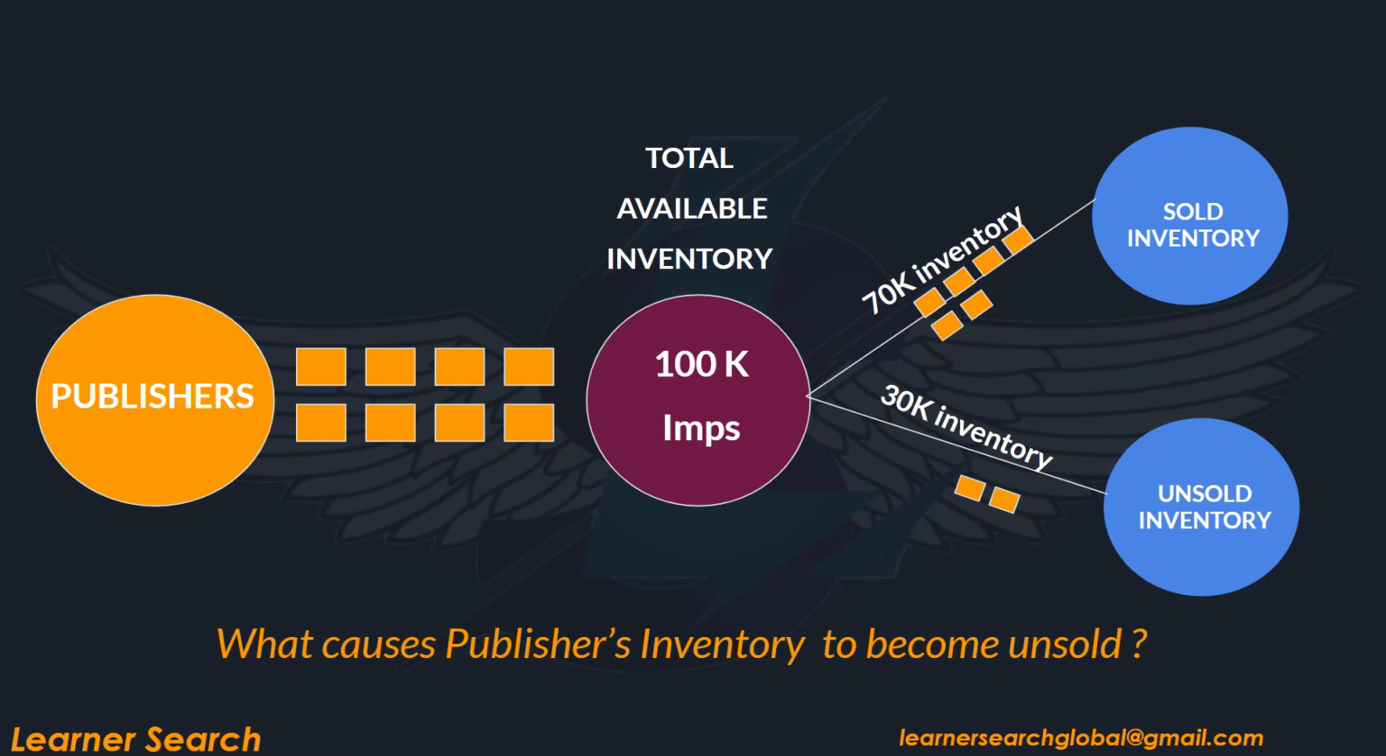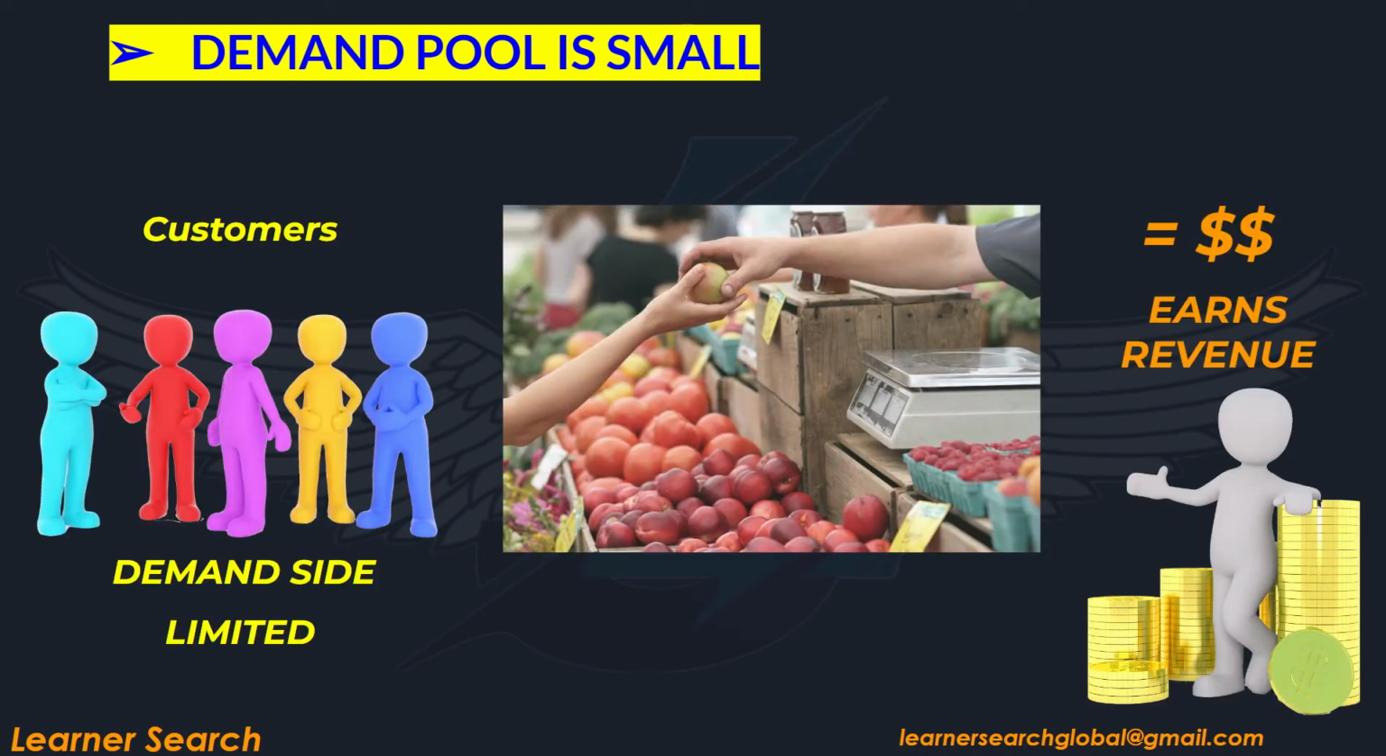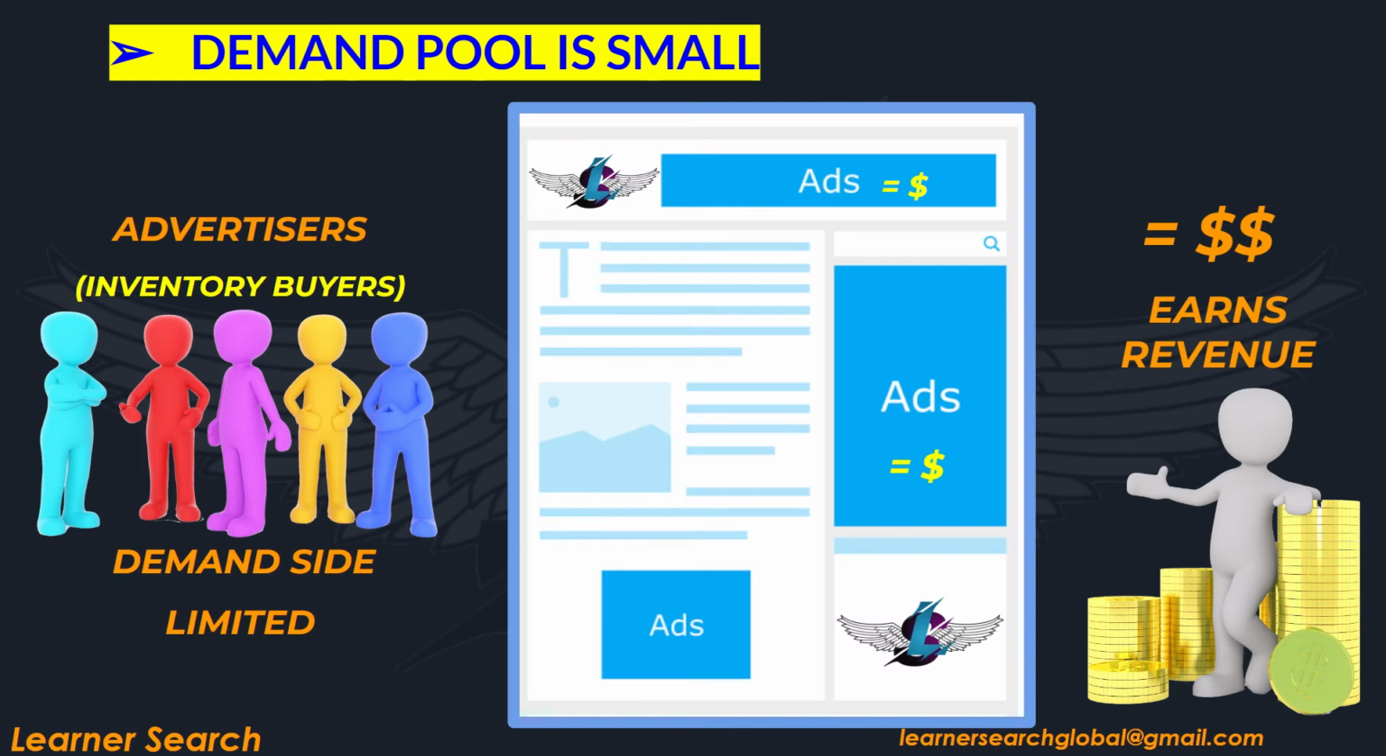One of the reasons is that the demand pool is small. What is meant by that? Demand means who is in need of the product. In the case of apples, demand is from customers who want to purchase those apples, and they stand on the demand side. If the number of customers who are ready to buy those apples is less, then we can say the demand pool is small. Similarly, in our case, demand is from advertisers or ad buyers who are ready to purchase ad inventory, and they stand on the demand side.